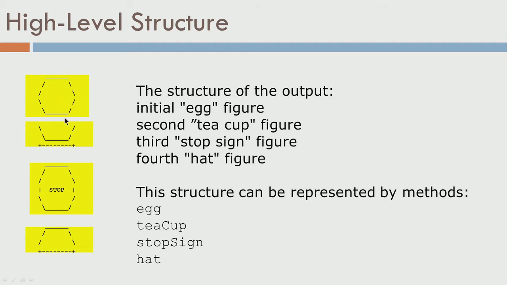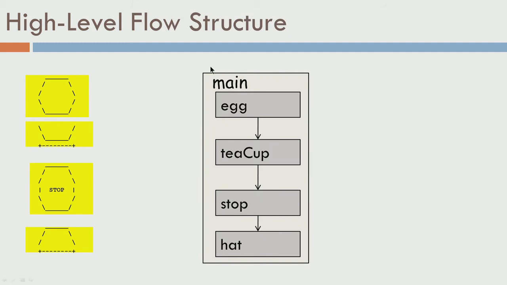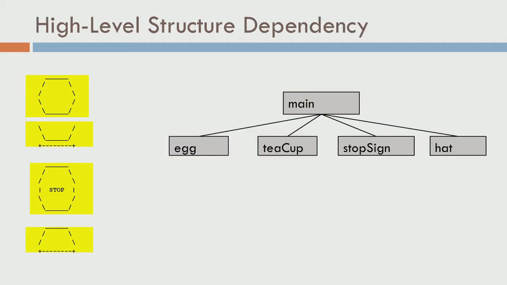So, this is slightly better. Let us see how this might look like. In your main program, you will have 4 function calls: draw egg, draw teacup, draw stop sign, draw hat, and you would have to write 4 functions for each one of them: egg, teacup, stop, and hat. So, this is something that you can do, and it is something that you can write at this level anyway, right. So, you have these 4 things.